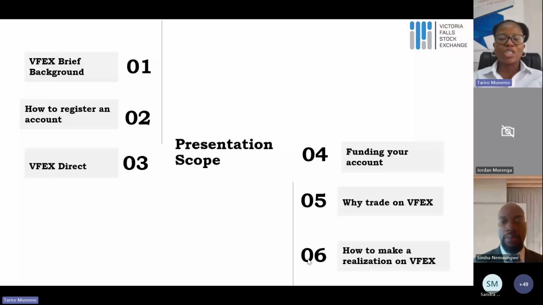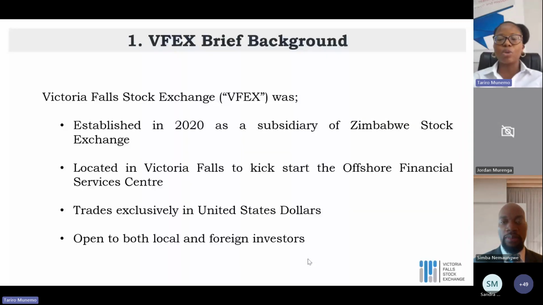All right, so the VFX, as you may all know, is a subsidiary of Zimbabwe Stock Exchange, and we were established in 2020, and we are positioned in Victoria Falls. However, trading is open to all local as well as foreign investors, and we trade exclusively in United States dollars. We also currently have 14 counters that are actively trading on our platform.